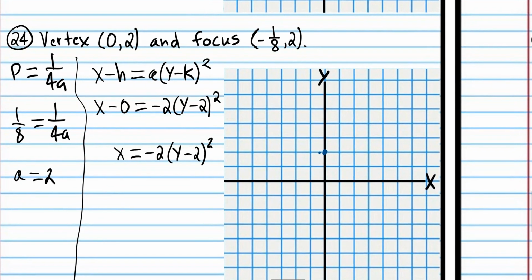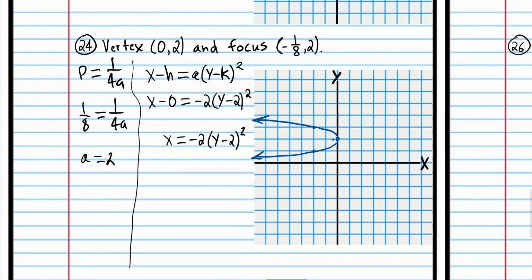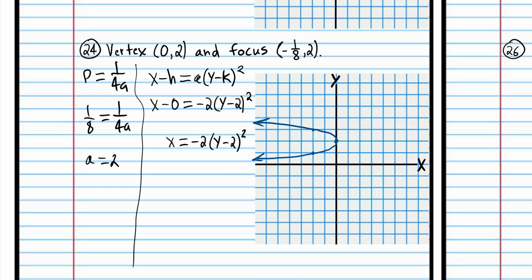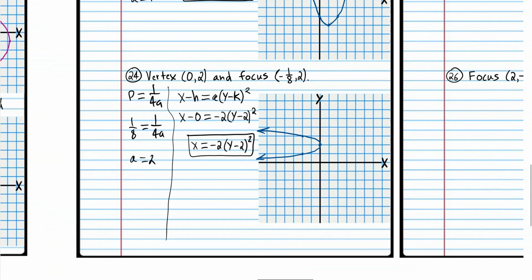Let's plug in positive 1 for y. And then we get negative 2 for x. So we can use symmetry. Let's plug in 0 for y. And then we get negative 8. So 1, 2, 3, 4, 5, 6, 7, 8. So that's pretty far out there. But that's good enough for our graph. And be sure to rectangle your equation because that's part of the answer. So if you got those right, good.